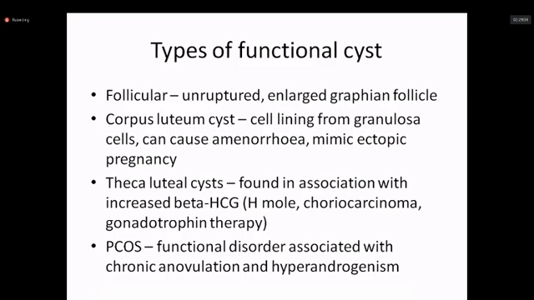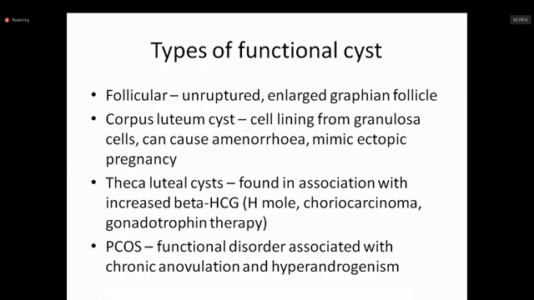Just remember these things. Follicular cyst, corpus luteum cyst, theca luteal cyst, polycystic ovarian syndrome. Follicular cysts are cysts which are formed in the first half of the cycle during the follicular phase or the proliferative phase. Corpus luteum cysts are called corpus luteum cysts when they are produced in the second half of the cycle. You know what is corpus luteum, no?